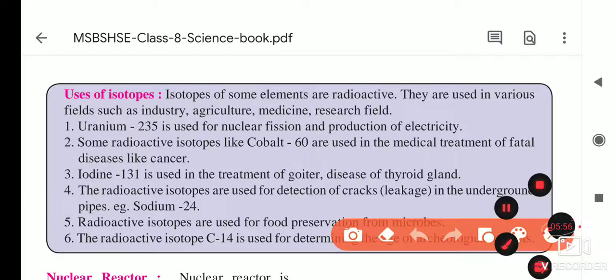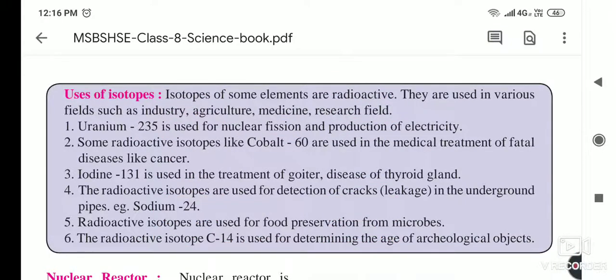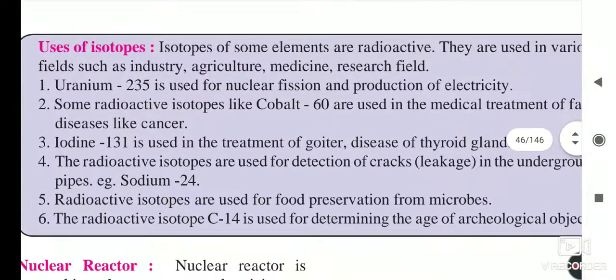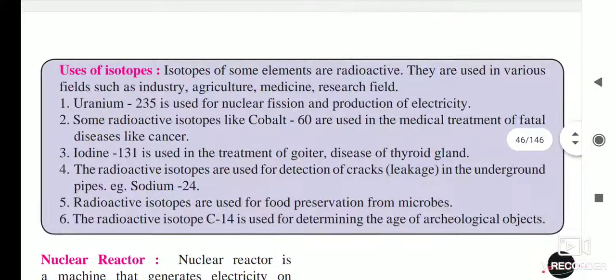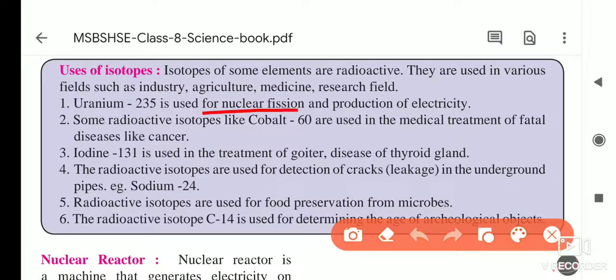They are used in various fields such as industry, agriculture, medicine, and the research field. Inside these isotopes which are radioactive, which are those we will see. So uranium 235. This uranium 235 is used for nuclear fission.